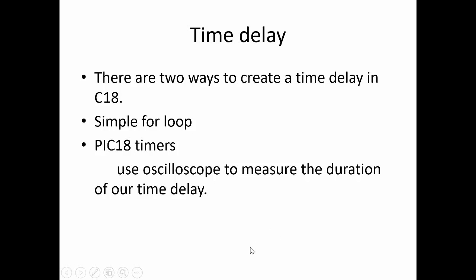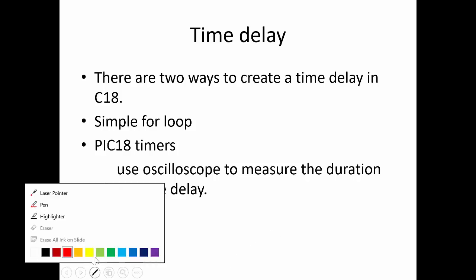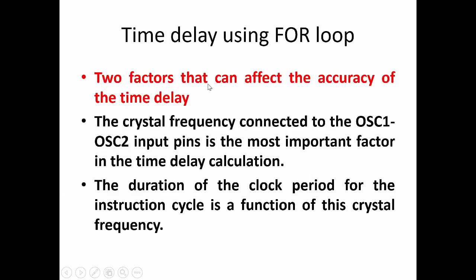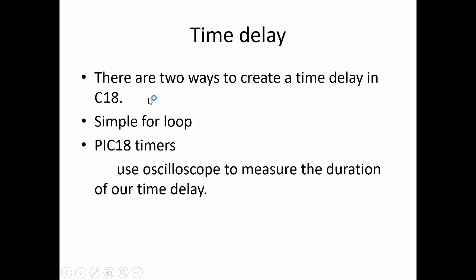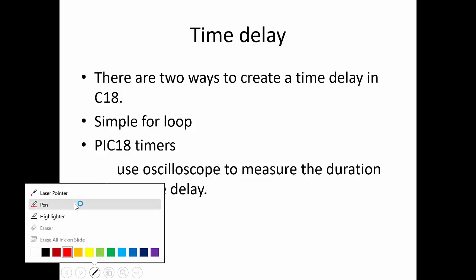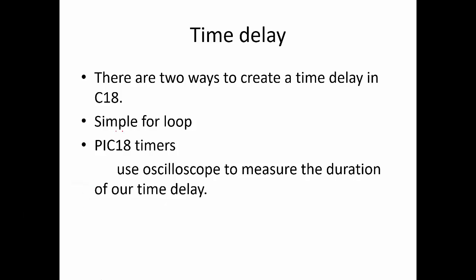As already discussed, there are two ways to create a time delay in C18 programming: using a for loop, and the inbuilt peripheral called timers. Using a for loop is the simplest method and it is a trial and error method. So we cannot measure the time delay exactly. How many times the loop must run to produce a 1 millisecond delay?